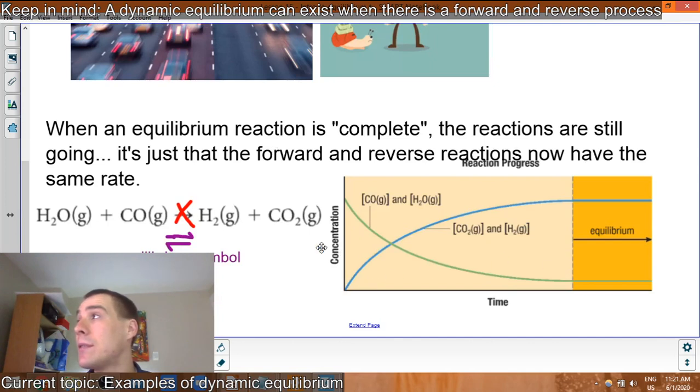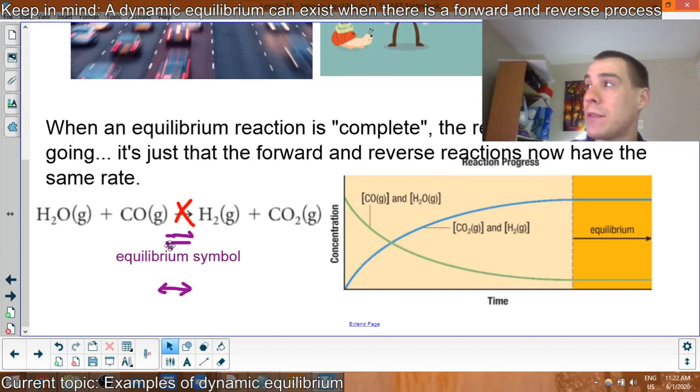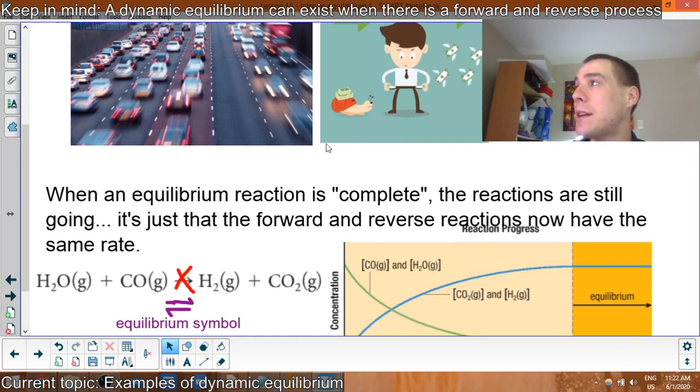So that's what we're seeing here. Right? We start with, for example, this equilibrium, water and carbon monoxide to hydrogen gas and carbon dioxide. We use the equilibrium symbol. Let's put that over here, the equilibrium symbol. Or some people use the double-headed arrow, but most people use this. If we start with only carbon monoxide and water, only the reactants, the concentration is quite high at the start, and then it drops. And the concentration of CO2 and H2 go up. And then the concentrations become equal.